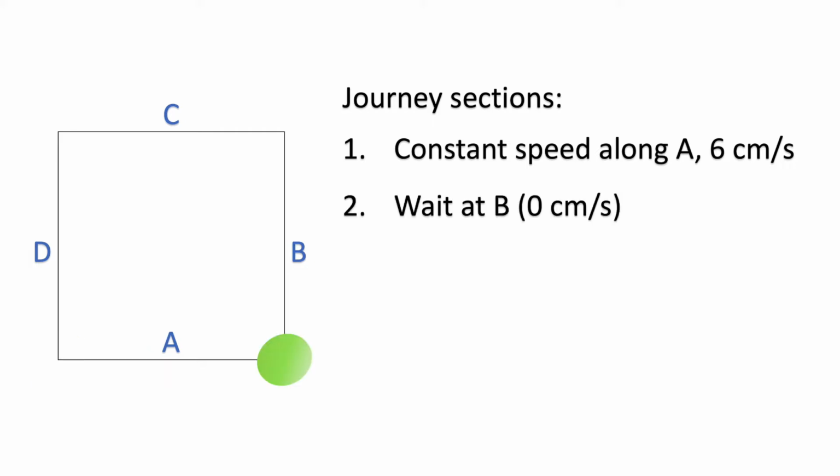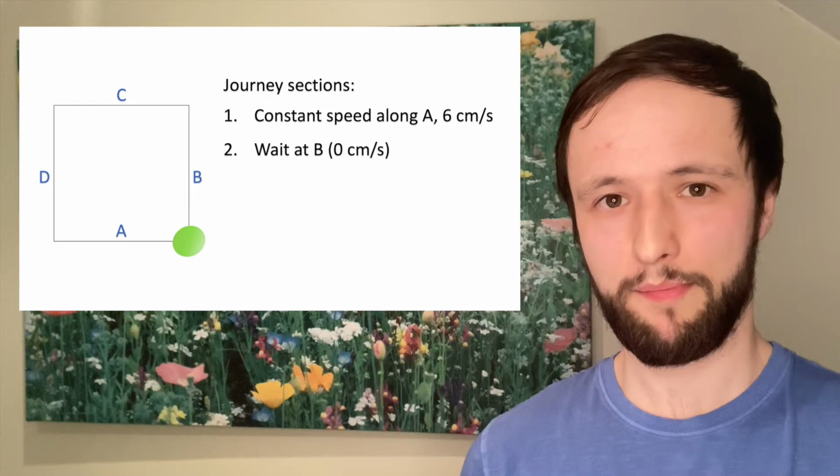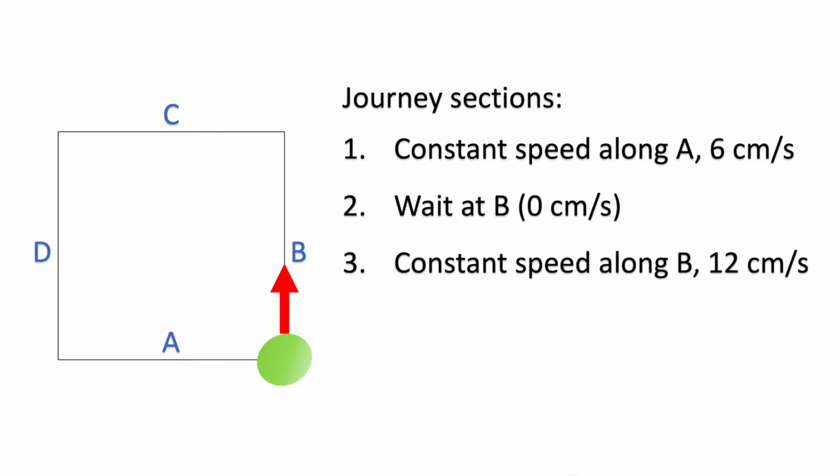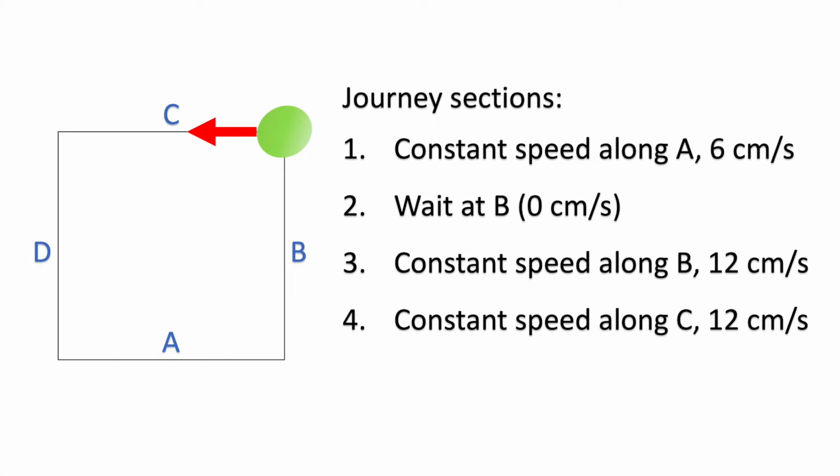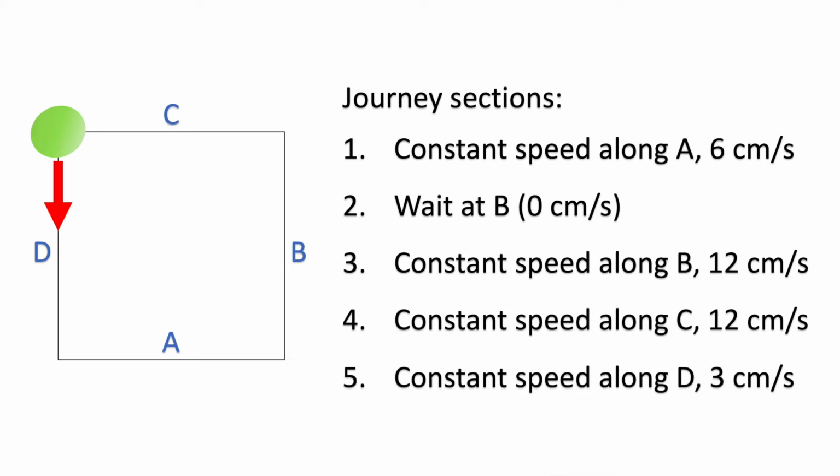It then waits at that corner for 2 seconds. Its speed is 0 centimetres a second. It then moves with constant speed along leg B, covering 12 centimetres in 1 second, which is 12 centimetres a second. It also covers leg C with the same speed, 12 centimetres a second, then takes 4 whole seconds to complete the last leg of the journey, moving at a speed of 3 centimetres a second.